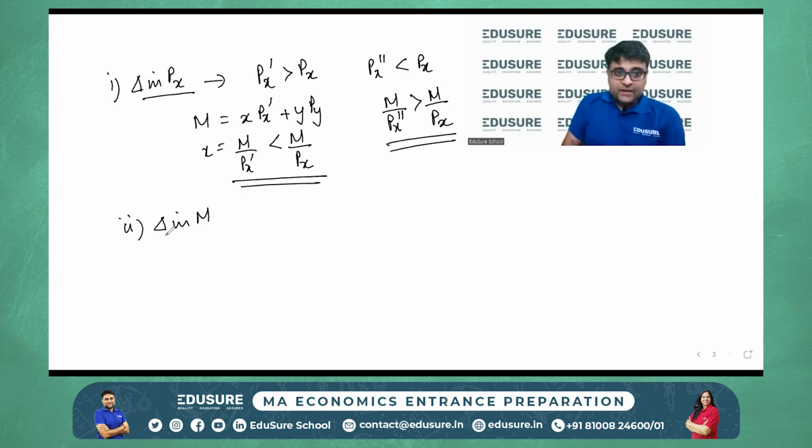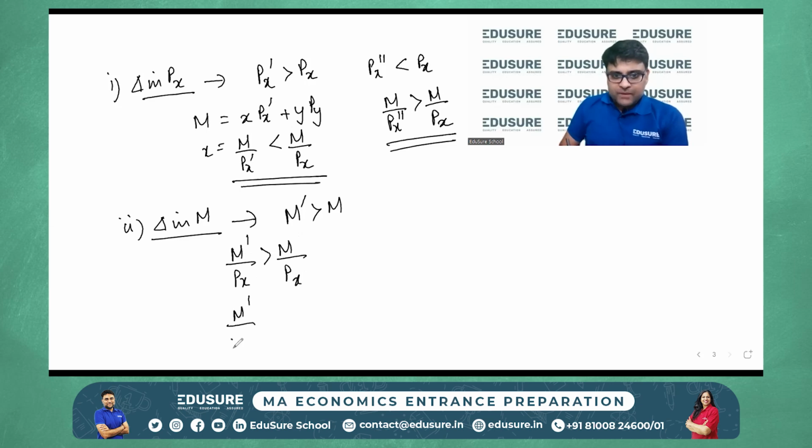Change in money income. Okay, change in money income. If my money income increases, right, m dash is my money income. अब क्या होगा? M dash by px will obviously be greater than, sorry, m by px. So original intercept से ज्यादा होगा नया intercept. Understandable? And similarly, m dash by py will be greater than m by py.